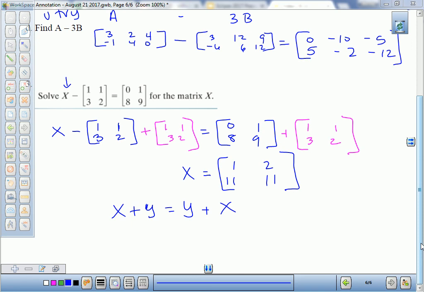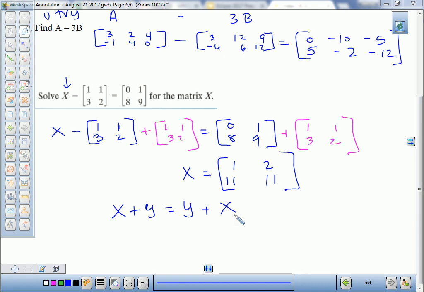Now, keep that in mind as we start exploring other types of operations. Like regular subtraction is not commutative. 5 minus 2 is not the same as 2 minus 5, right? We can't switch the order with subtraction. So, the regular addition operation is commutative. 2 plus 5 is the same as 5 plus 2. Matrix X plus matrix Y is the same as matrix Y plus matrix X. So matrix addition is commutative.